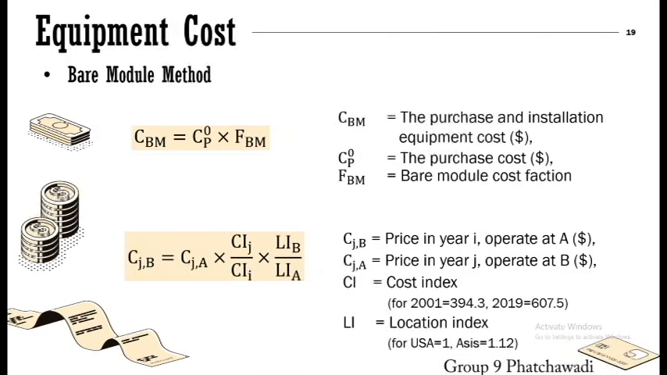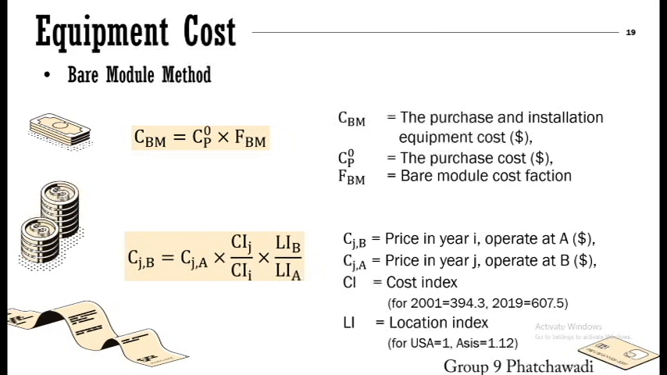Next topic is equipment cost. The equipment cost can be calculated by the bare module method from the relationship of the bare module factor according to the following equation. CBM is the purchase and installation equipment cost, CP is the purchase cost, and the other variable definitions are shown below.